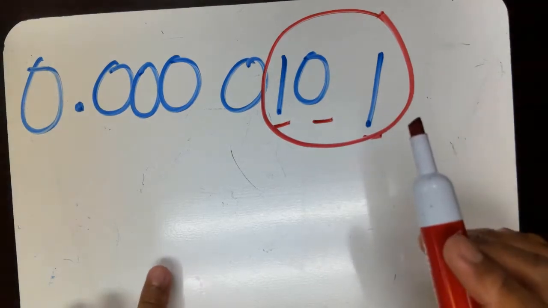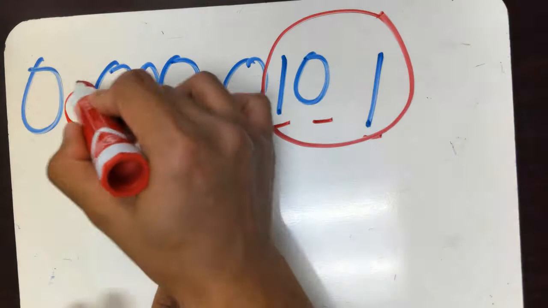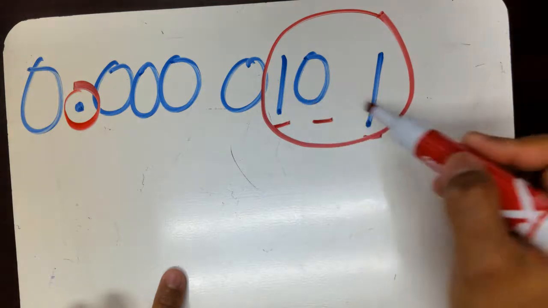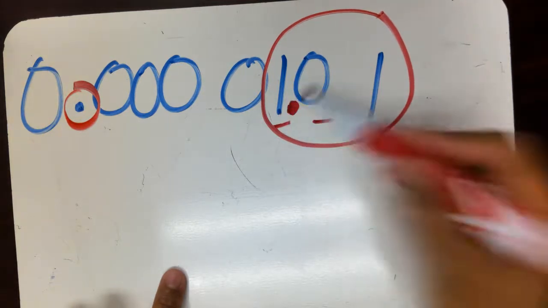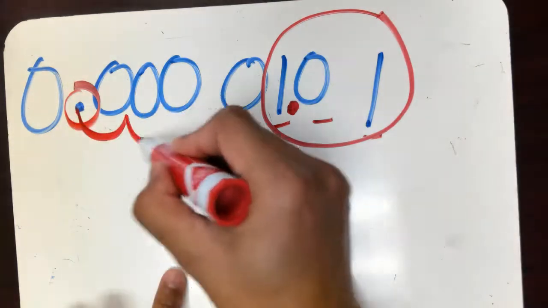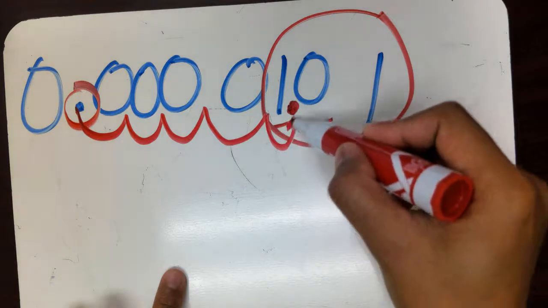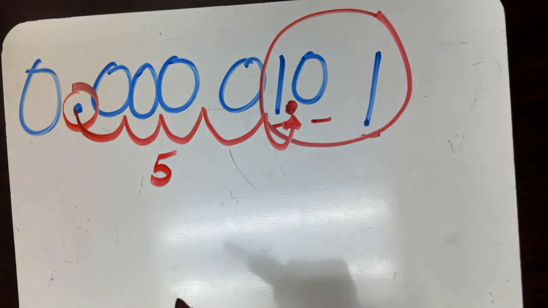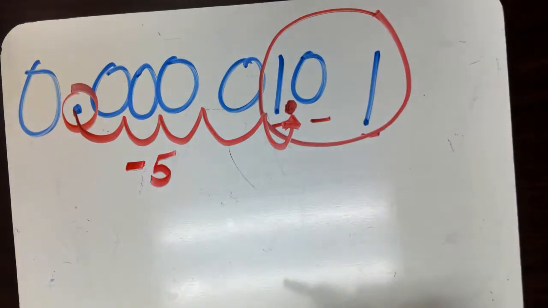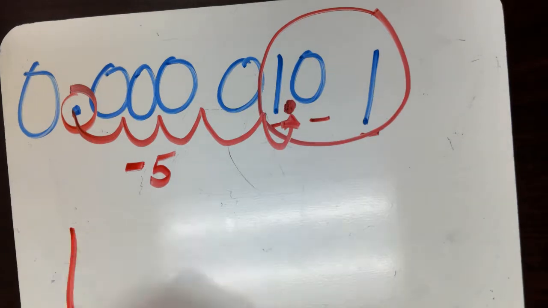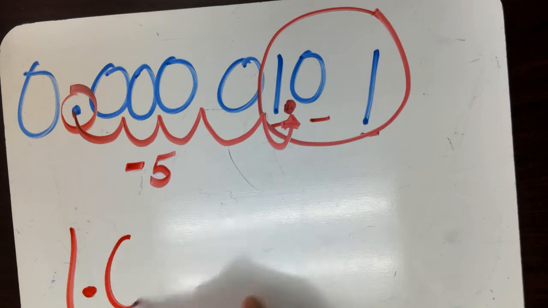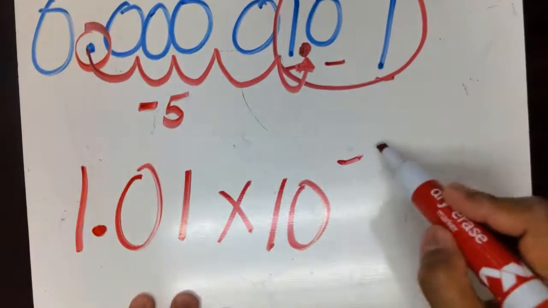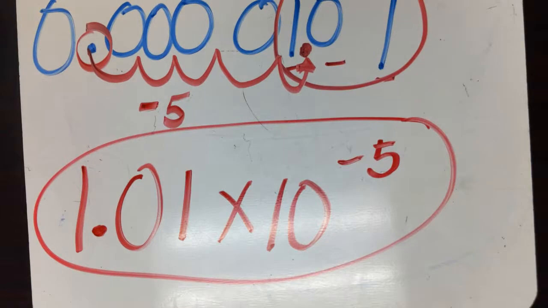Next, we will transfer the decimal point. Our starting point is here, and we're going to transfer it between the 1 and 0. Is this the 1 or the first one? The first one. So in between 1 and 0. Then we count. 1, 2, 3, 4, and that will be 5. So you skip 5 times. Should it be negative or positive? Negative. Now we're ready to write our scientific notation. It's going to be 1.01 times 10 to the negative 5. And that's it for your number 4.